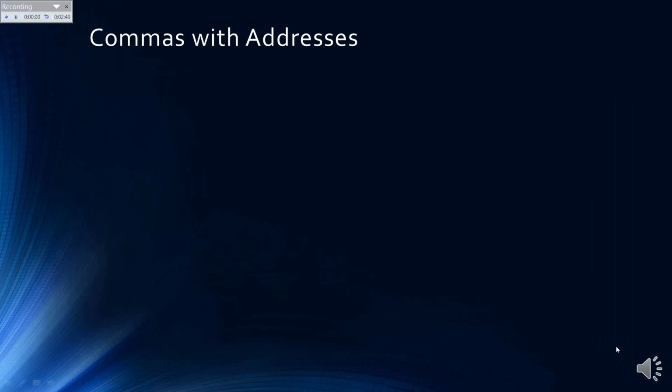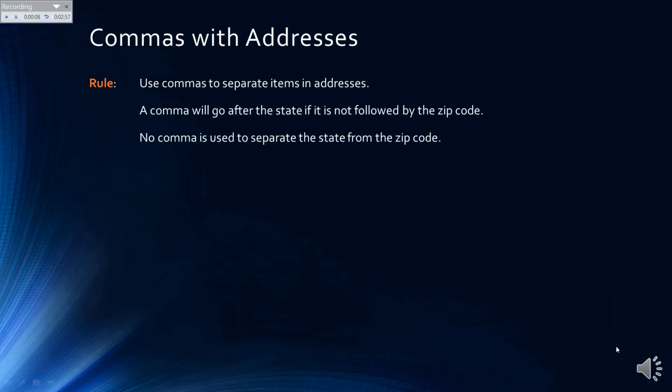The next issue is commas with addresses. It's going to be very similar to the dates. We use commas to separate the items in an address. And we're going to put a comma after the state, just like we did after the year, as long as it's not followed by the zip code. Here's an example. He lives at 2331 Meadow Lane. That's the home address, the house address. Farmersville is the city. And then Texas, but we do not separate that from the zip code because that's still part of Texas.